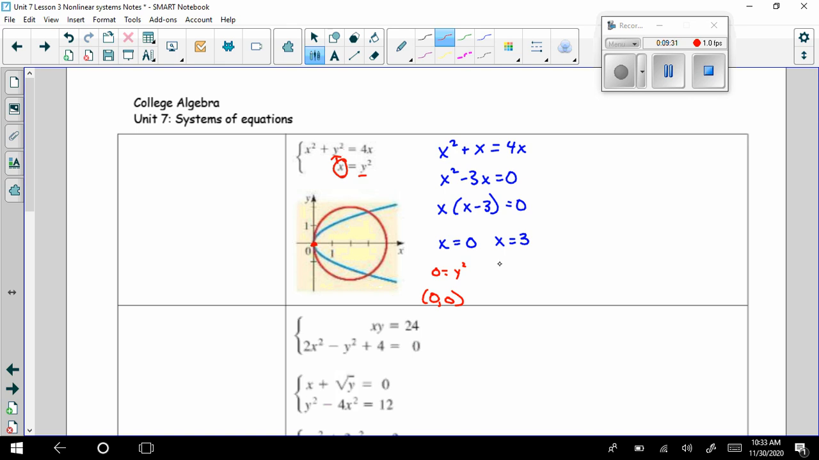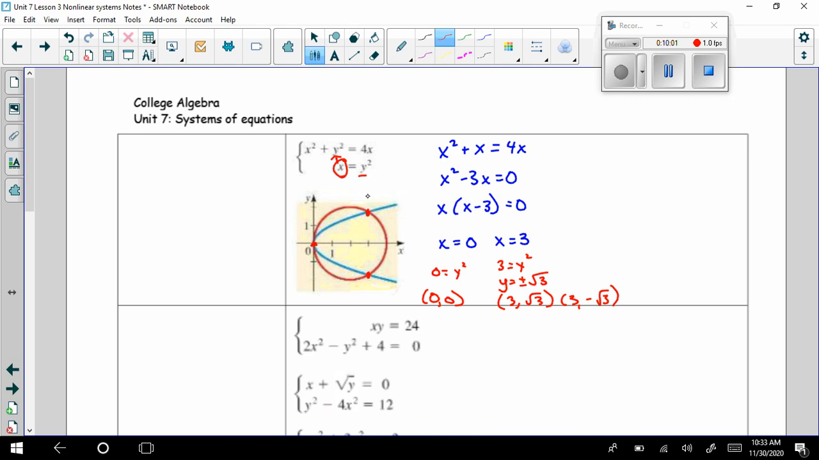We also have that 3 is equal to y squared if we plug that in for x. So y is equal to plus or minus the square root of 3. And so same thing, we have 3, square root of 3, or we have 3, negative square root of 3 for our solutions. You can see here's where x is 3, which means that this y value is then positive square root of 3 or negative square root of 3, where those cross.